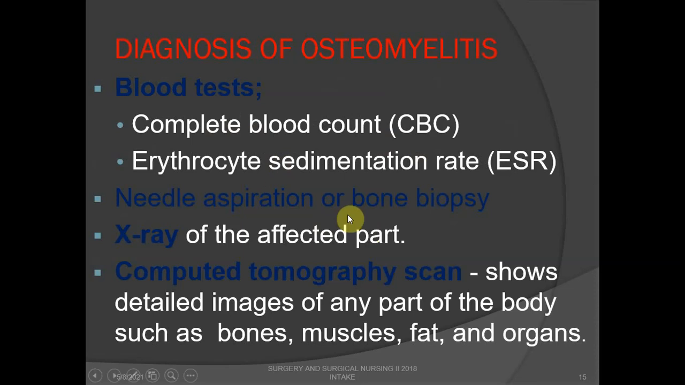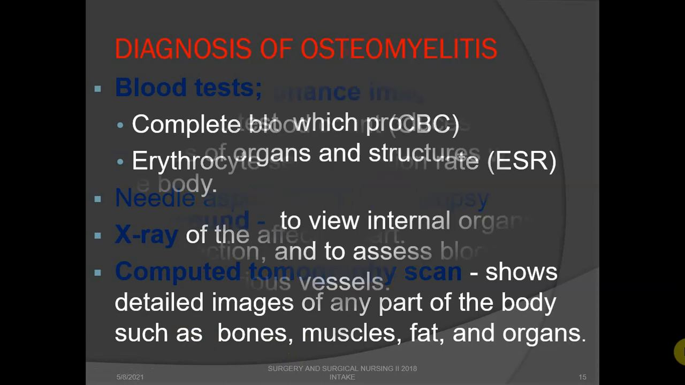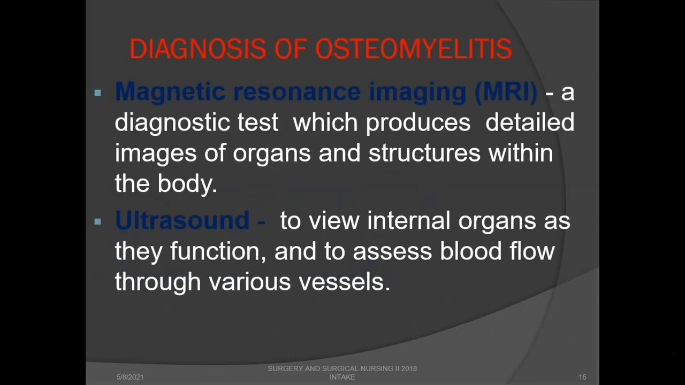So needle aspiration of bony biopsy, x-ray of the affected part, and computed tomography scan. This one shows detailed images of any part of the body, such as bones, muscles, fat, and organs. There is magnetic resonance imaging, MRI. This is a diagnostic test which produces detailed images of organs and structures within the bone. Then we can also do ultrasound. It's just to view the internal organs as they function and to assess blood flow through various blood vessels.